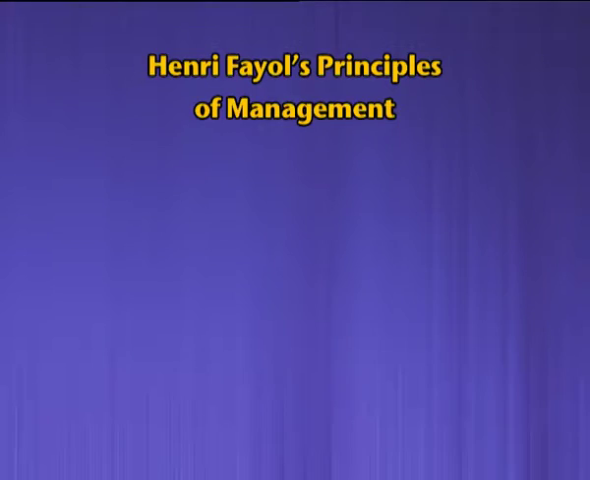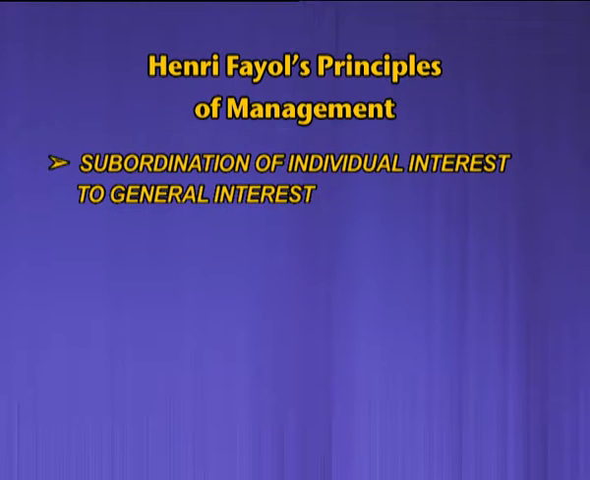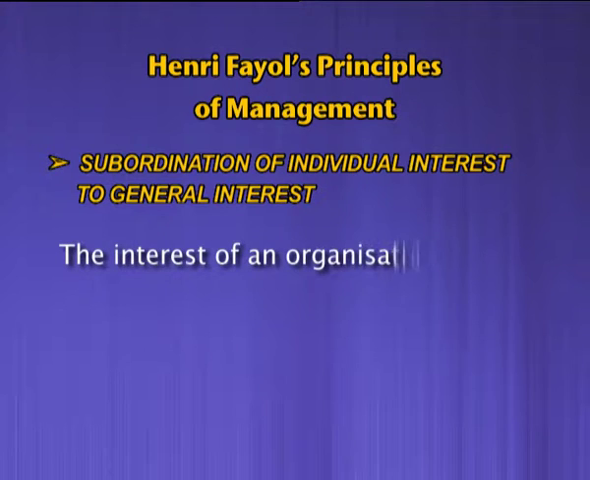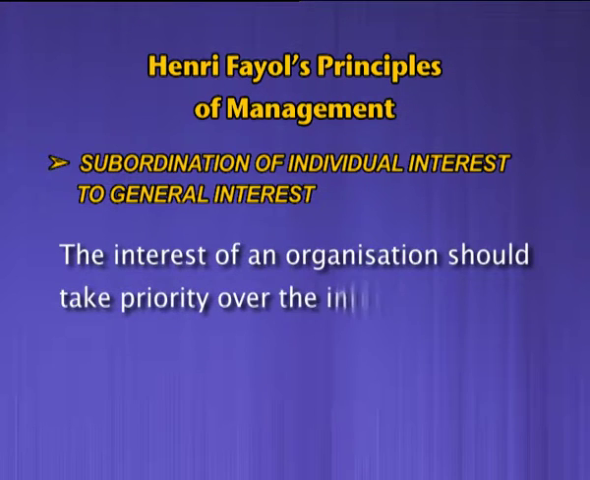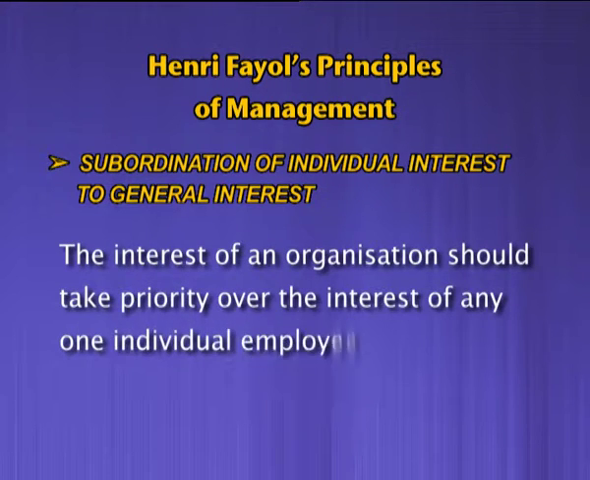Our next principle is subordination of individual interest to general interest. The interest of an organization should take priority over the interest of any one individual employee. In fact, management must set the targets in such a way that while meeting individual targets, the targets of the business organization are automatically achieved. Let me explain it with the help of an example.